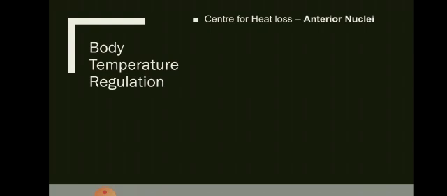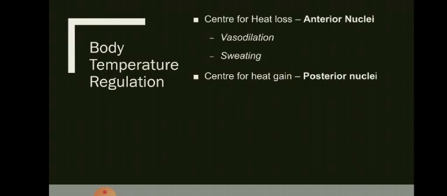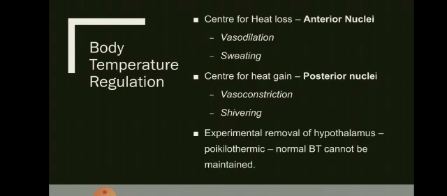Now the center for heat loss is the anterior nuclei in the hypothalamus, and whenever the anterior nuclei is stimulated, there is vasodilation and sweating. Now the center for heat gain is the posterior nuclei. You shouldn't get confused there. The heat gain center is the posterior nuclei, and whenever you stimulate the posterior nuclei, you can see vasoconstriction happening in the person, and there is shivering.